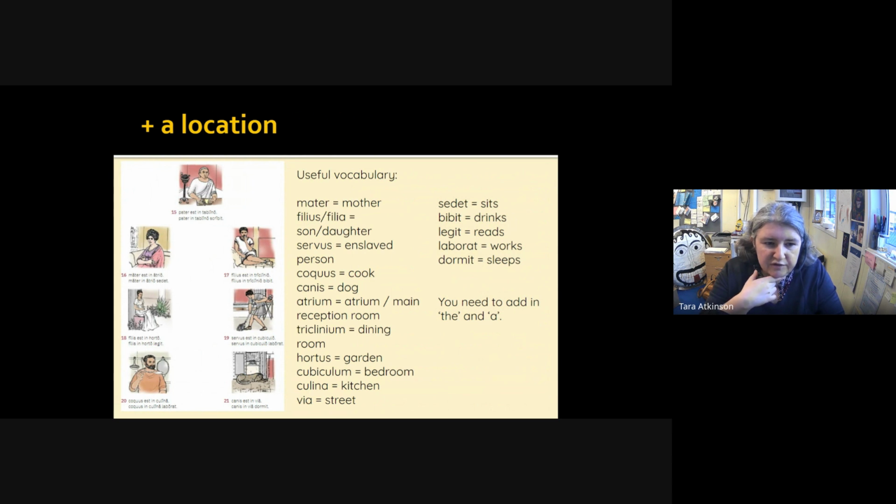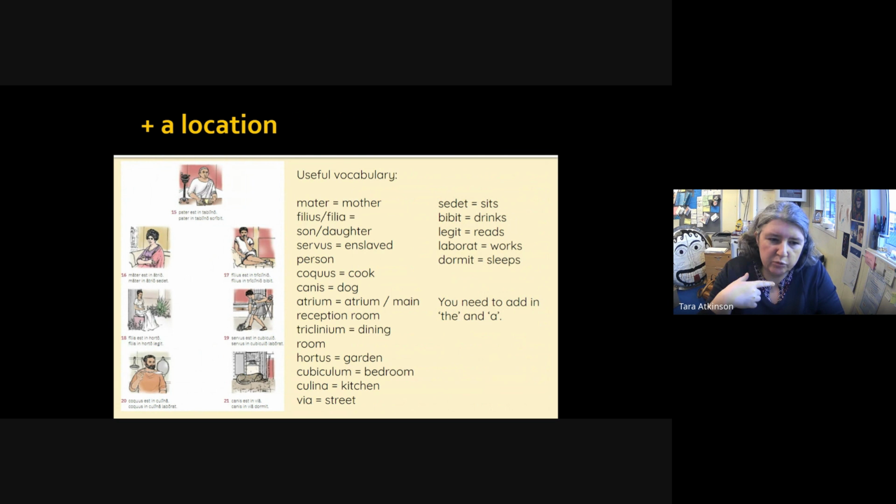Number 18, filia est in horto. Filia in horto legit. The daughter is in the garden. The daughter is reading in the garden. So legit, legible. 19, servus est in cubiculo. Servus in cubiculo laborat. So the enslaved person is in the bedroom. The enslaved person, of course, is working in the bedroom. And we get words like cubicle from cubiculum because Roman bedrooms are super tiny. Laborat, labor, laboratory, words to do with working.